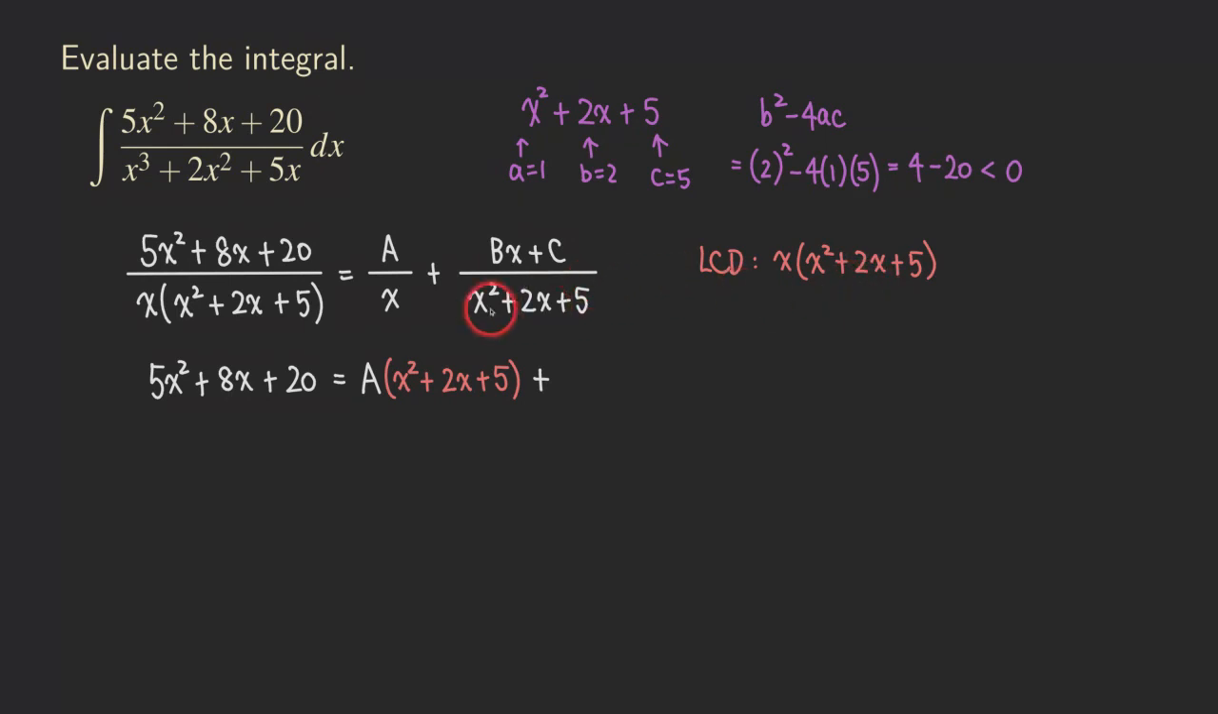Okay, so now what about the second fraction here? The quadratic will get canceled. x squared plus 2x plus 5 will get canceled. So we are just left with the bx plus c times that x. So we get bx plus c. Yeah, don't forget to put in a pair of parentheses. Okay, and then also dx.